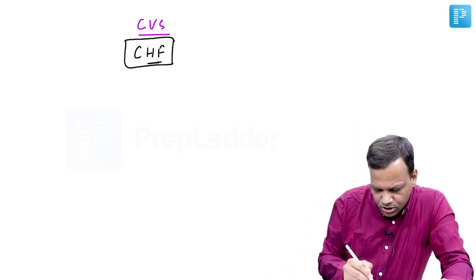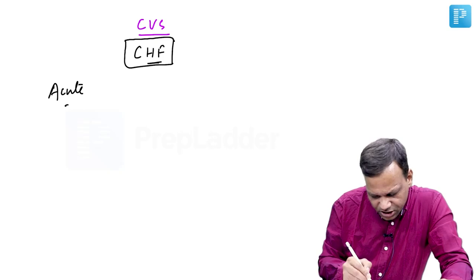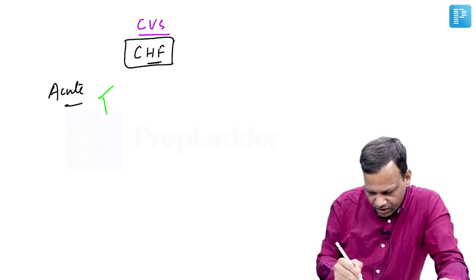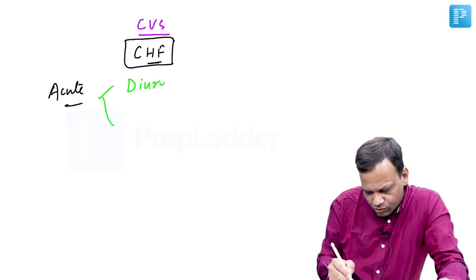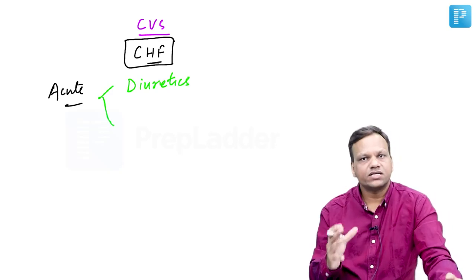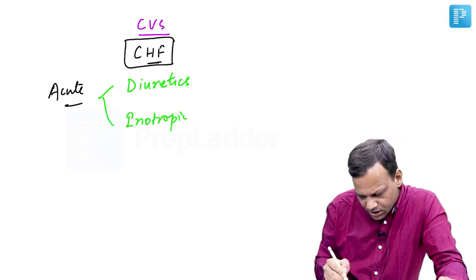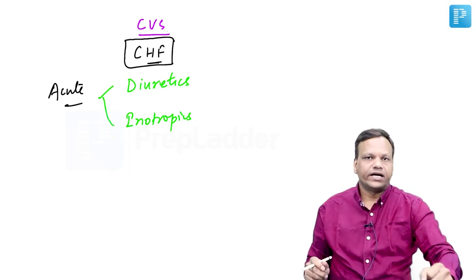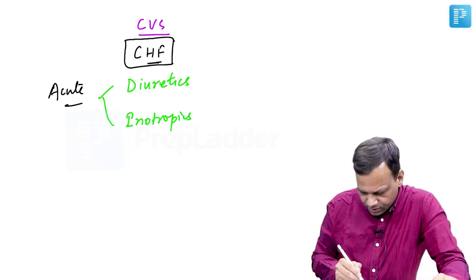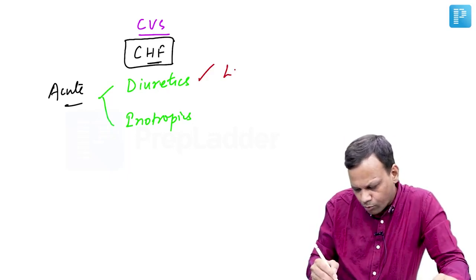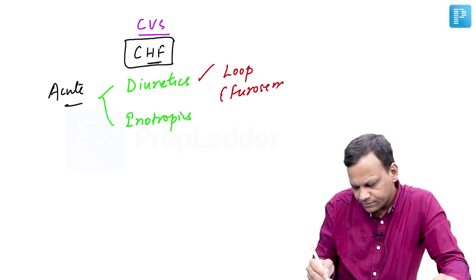So for the drugs which are used in acute CHF, in such conditions, there are 2 main drugs. One is diuretics, which will remove the fluid which has accumulated, and second is inotropics, which will cause an increase in contractility of the heart. The diuretics which we commonly prefer are loop diuretics. Furosemide and torsemide are the examples.